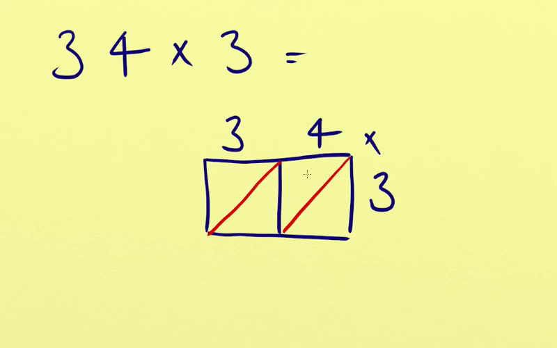4 lots of 3 is 12, so that's written in there like so. And this box is going to contain 3 times 3, which is 9, so that's going to be written in there, 0, 9. Now the reason I've shown you this example is because just as when we were adding numbers together, if we have too many in one column, we need to carry one over to the next column, and that's what happens in this example.